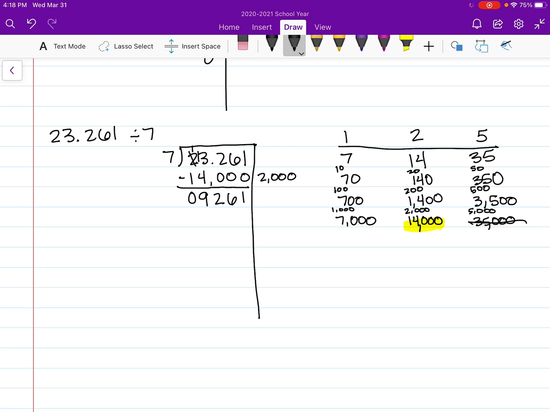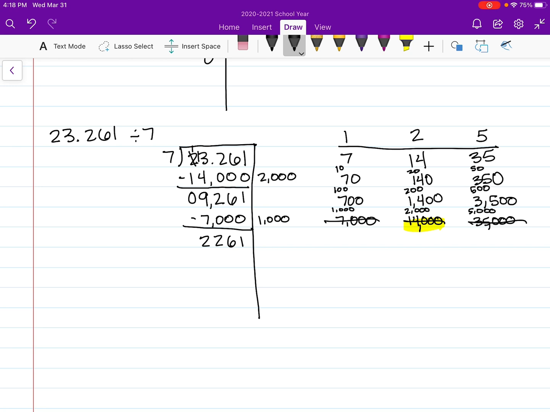All right, now I have 9,261. The closest I can get to that is now 7,000. So I'm going to take away 1,000 groups of 7, which is 7,000. I guess I could write a comma up there. 1 minus 0 is 1. 6 minus 0 is 6. 2 minus 0 is 2. 9 minus 7 is 2. So now I have 2,261 left.